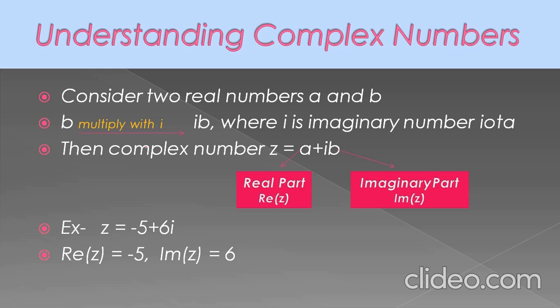Now the complex number can be written as z equal to a plus iota b, where a is the real part of the complex number z, and b is the imaginary part of the complex number z. So this is our complex number. Every number can be written like this. So all numbers are complex numbers. For example, z equal to minus 5 plus 6 iota. Now here minus 5 is the real part and 6 is the imaginary part which is multiplied by iota. The number which is multiplied by iota will be the imaginary part.